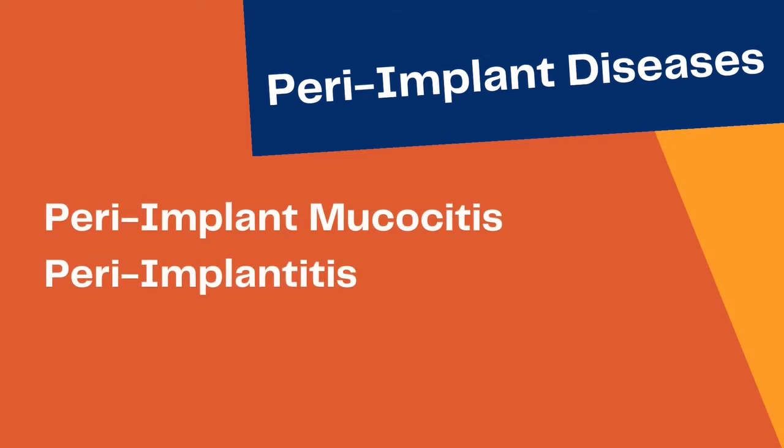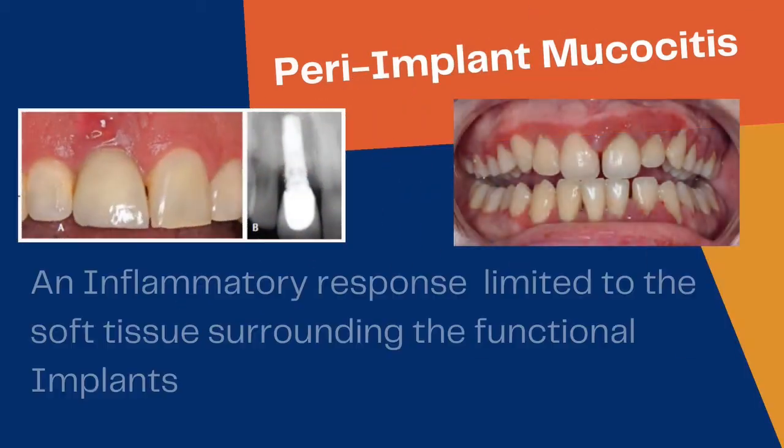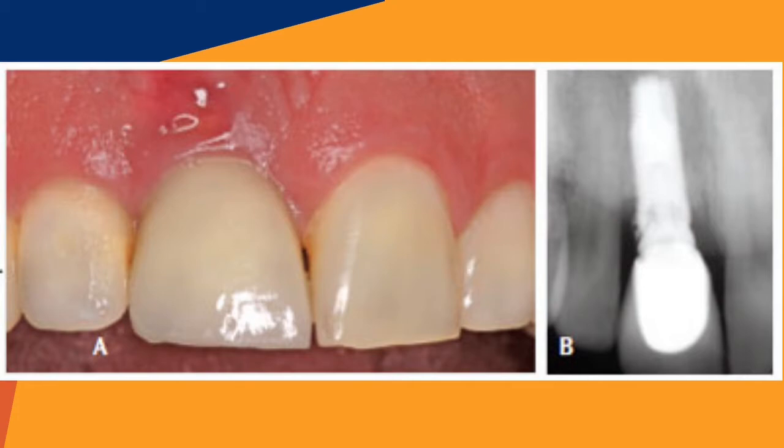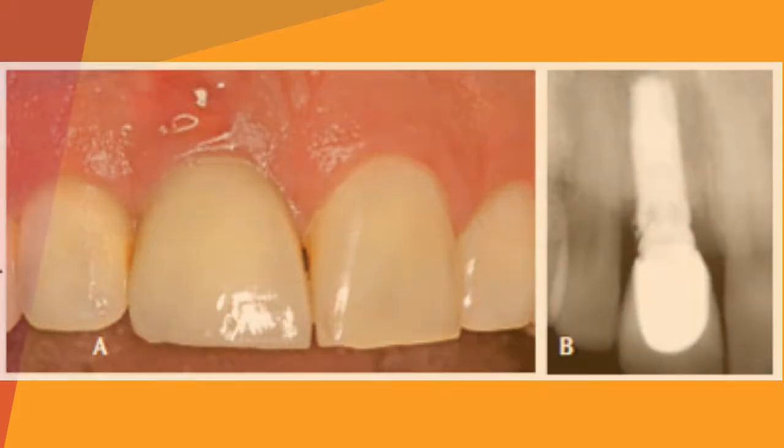Peri-implant diseases are mainly of two types, peri-implant mucositis and peri-implantitis. What is peri-implant mucositis? It is an inflammatory response limited to the soft tissue surrounding the functional implants. So as we see in this picture, there is inflammation in the soft tissue, but in the radiograph there is no bone loss.